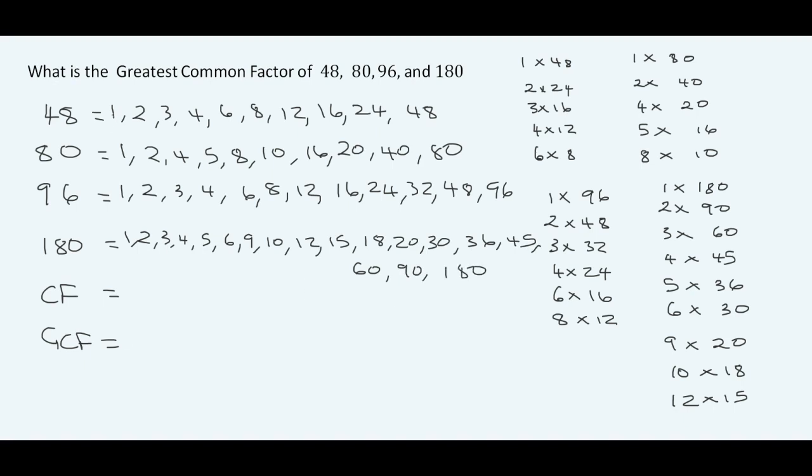So our common factors, numbers that appear in all, so we have 1, we have 2, 3 doesn't appear in all, 4 appears here. So 4 appears there all through. I don't see any other numbers that appear for all of them. So your greatest common factor is 4.